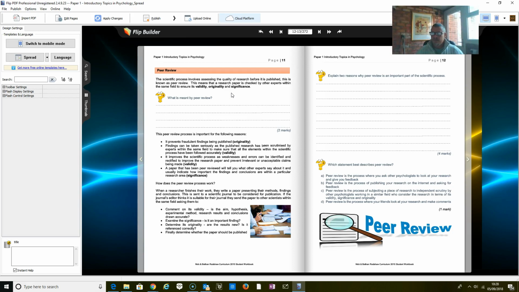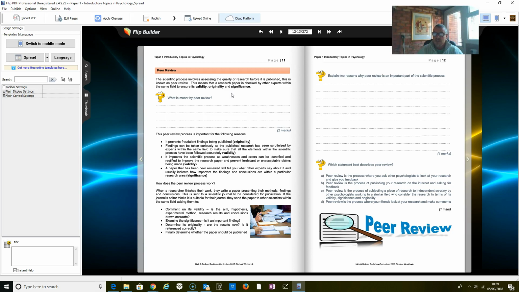So, why is peer review important? Well, the peer review process is important to the scientific process for the following reasons. And I want you to take a little read of this. It prevents fraudulent findings being published, i.e. originality, part of the definition above.